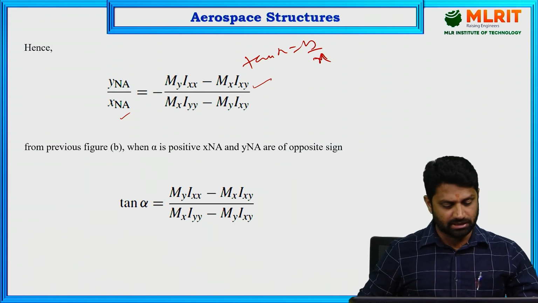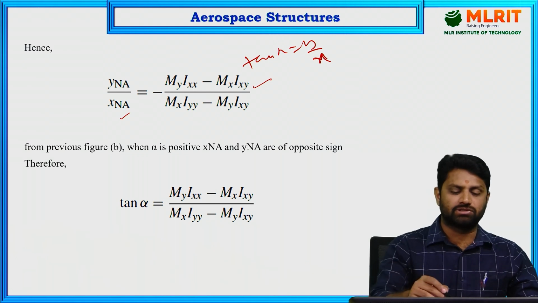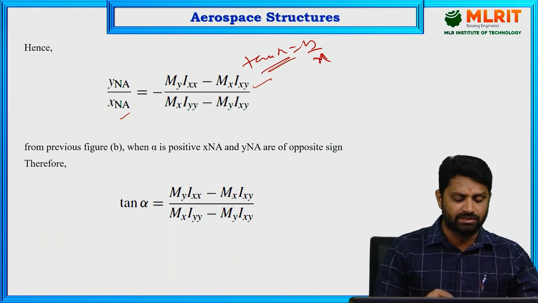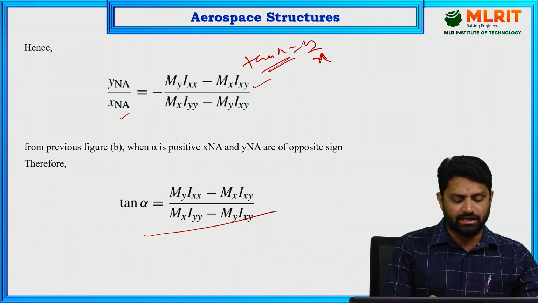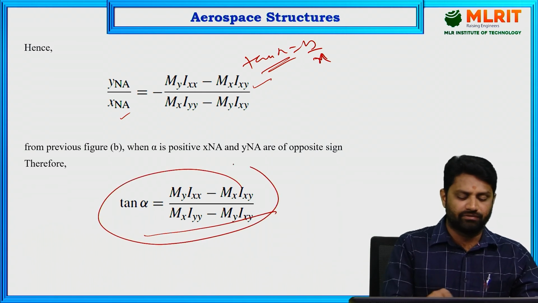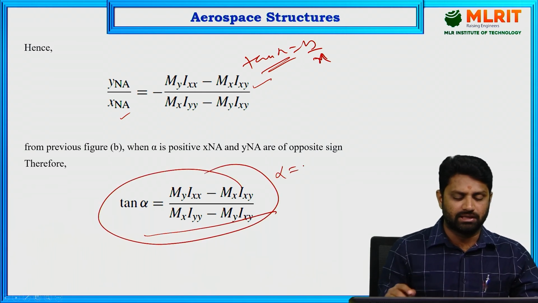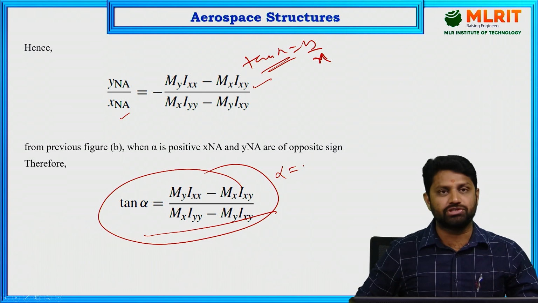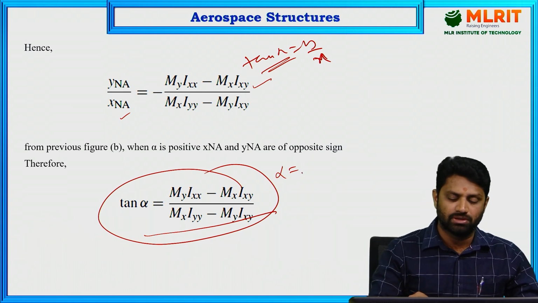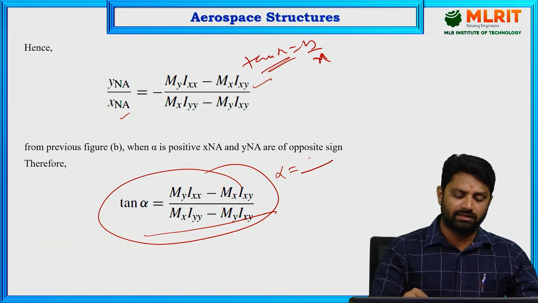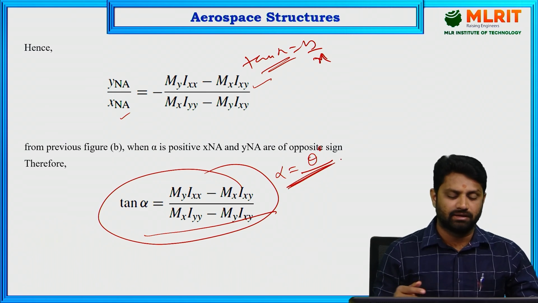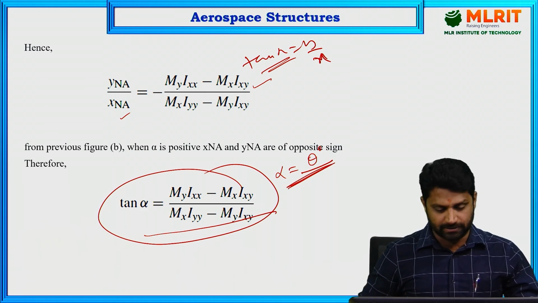So that is nothing but tan alpha. Tan alpha, the slope of the equation, equals y by x, and from this you can get the angle. This is the angle of inclination alpha, and that will determine the neutral axis position. That is, alpha equals some angle theta, and it will give you the position of the neutral axis.